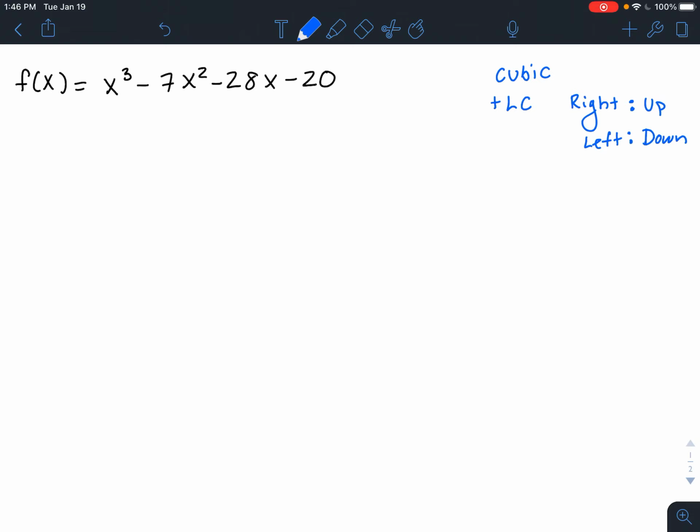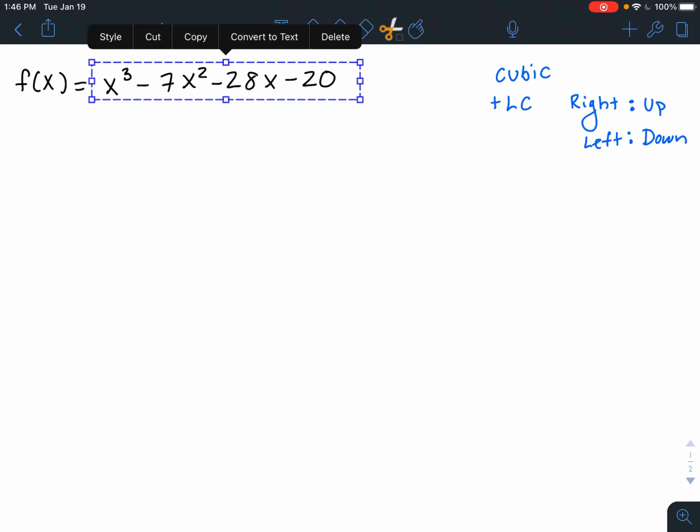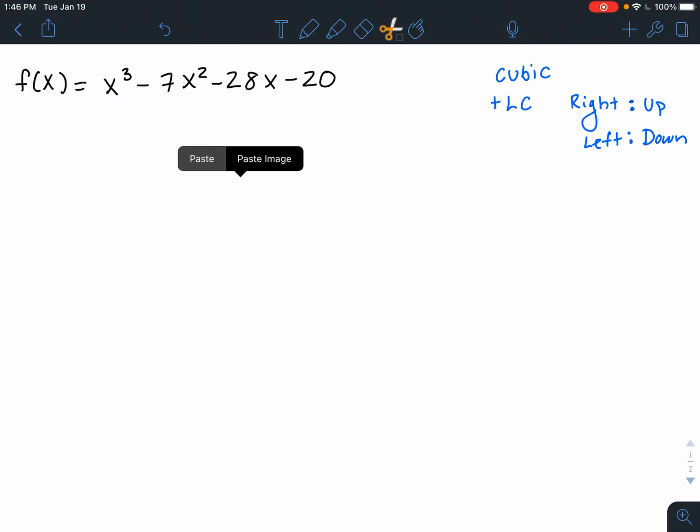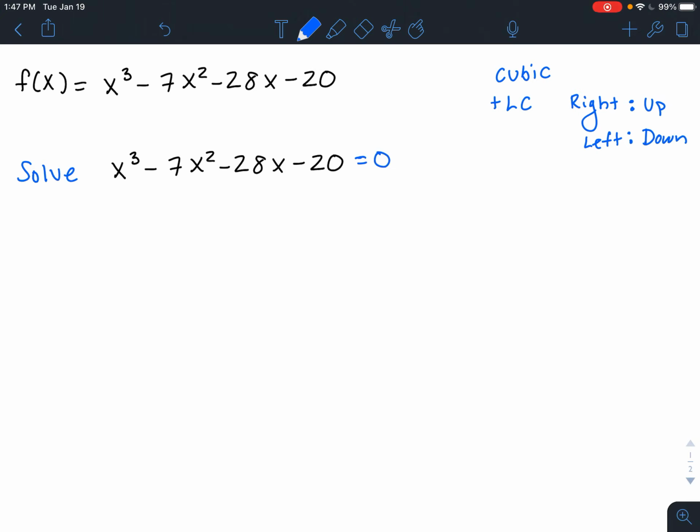Most of the time in algebra, we give you an equation and we ask you to solve this. So the only way that we know how to solve this right now is with grouping. There are 4 terms, so in theory, we should be able to factor it by grouping.